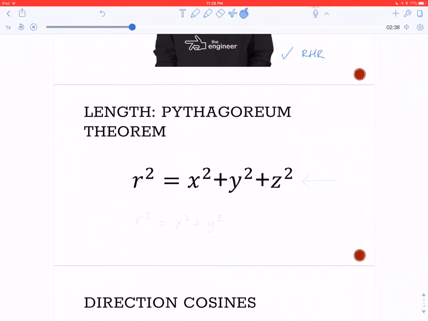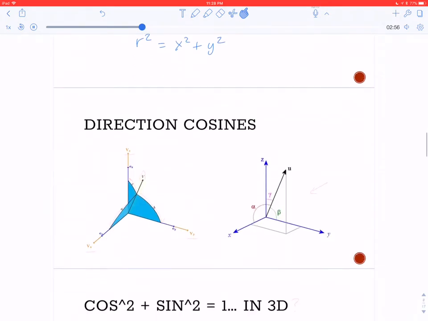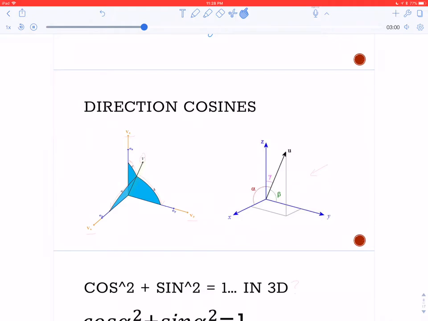So the next topic is Pythagoras theorem. And so we all know that in 2D, r squared is x squared plus y squared. Well, in 3D, r squared is just x squared plus y squared plus z squared, which means that r is the square root of those three things. The next topic is direction cosines. Direction cosines are the cosines of the angles made from a 3D vector to the x, y, and z axes.